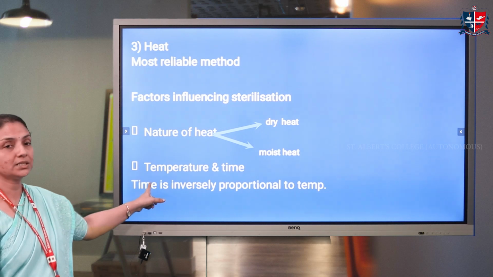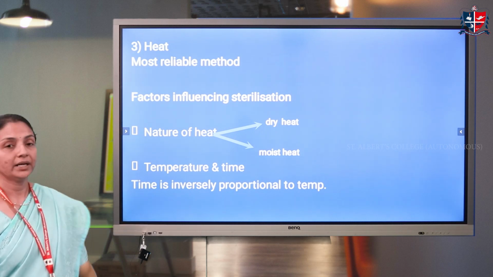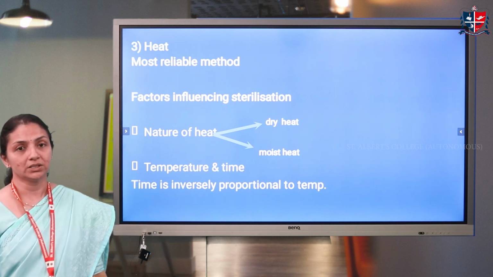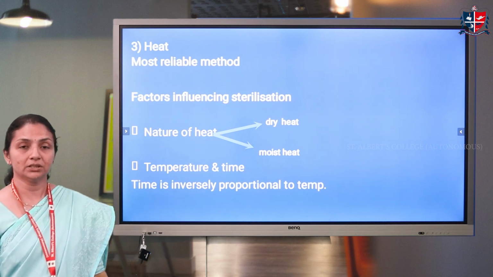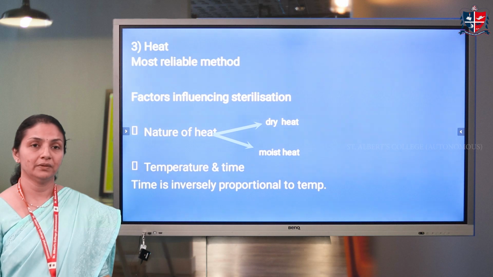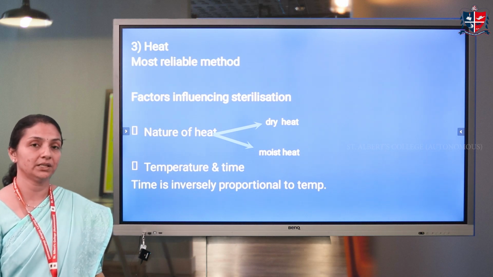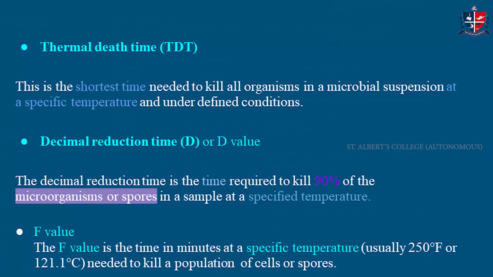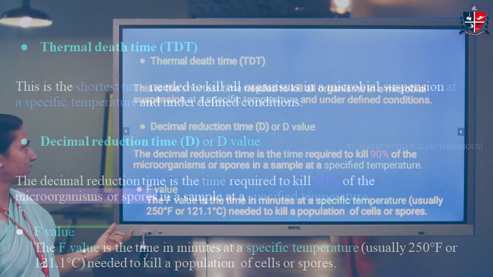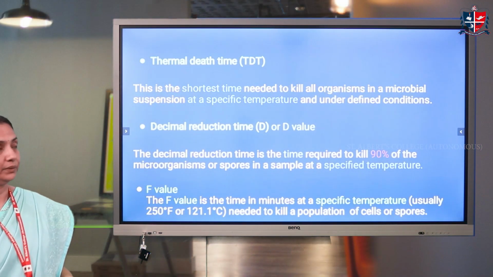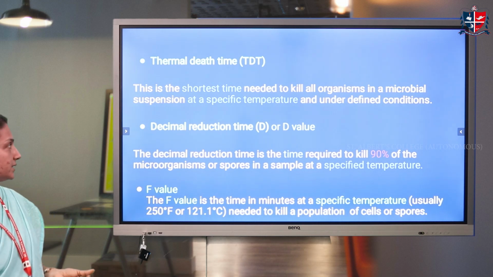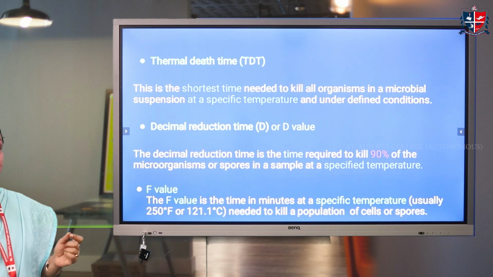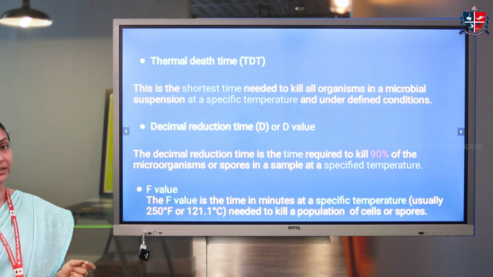And the next one is temperature and time. Time is actually inversely proportional to temperature. The lower the temperature, the more time required, whereas the higher the temperature, the less time required. Regarding heat sterilization, we have to look into these terms, that is thermal death time, decimal reduction time, and F value. Thermal death time is the shortest time needed to kill the microorganisms in a microbial suspension at a specific temperature and under defined conditions.